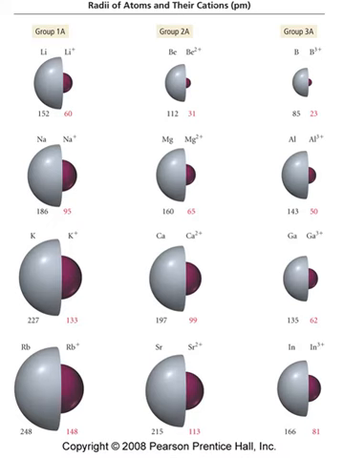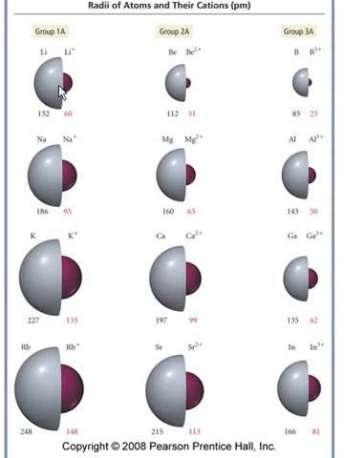I want to talk a little bit about the radius of atoms and some of the cations of these atoms. So we're looking at metals primarily because it's the metals that form cations. And if you look, there are trends, and there are trends that we want to be able to explain. The trends that we can see displayed here, as we go from left to right across the periodic table, the radius gets smaller, and as we go from top to bottom, the radius gets larger.